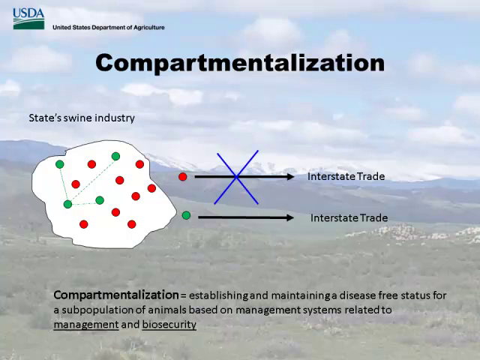Just a little bit more on compartmentalization. You can see if we have something like this, where the disease is interspersed, if we're looking at a certain disease in there, we wouldn't allow interstate or international trade on that. But if they put together a management and biosecurity system, we could actually not trade with those that have the disease, but with those that have put these in place, we can actually go ahead and have the interstate trade.